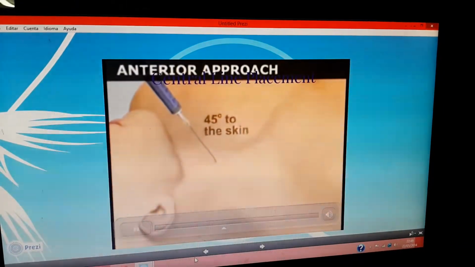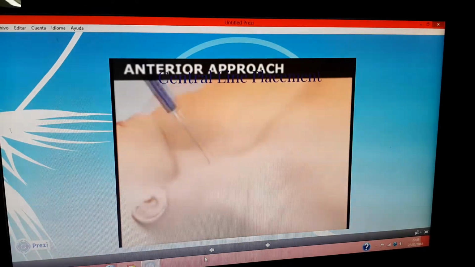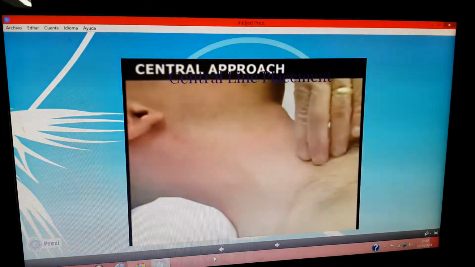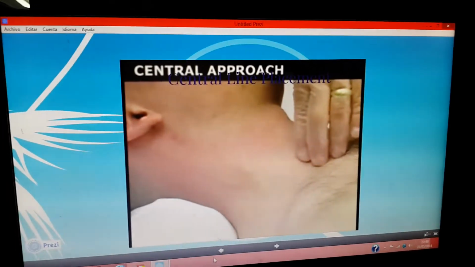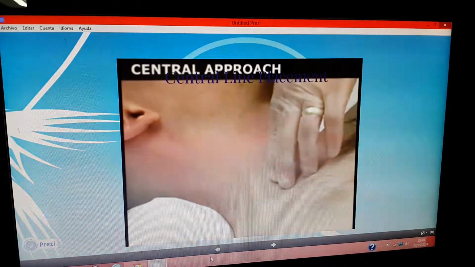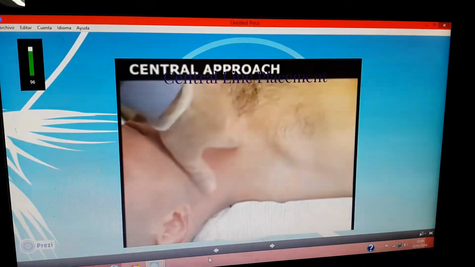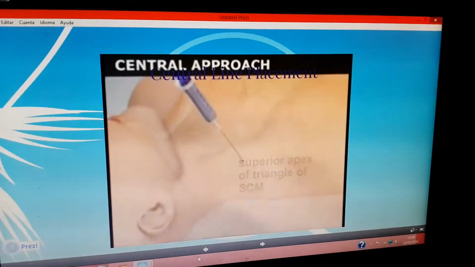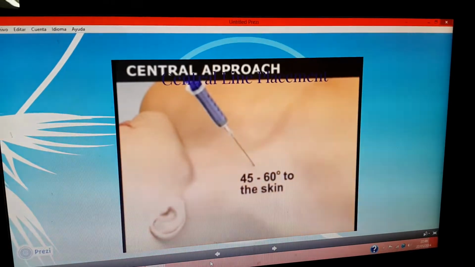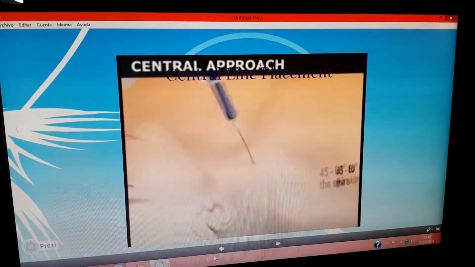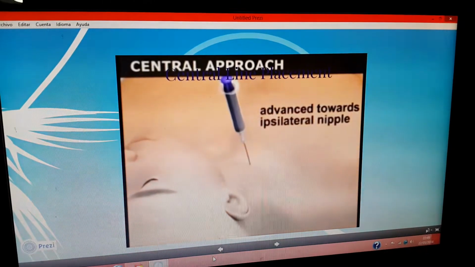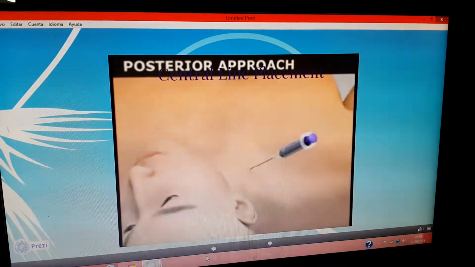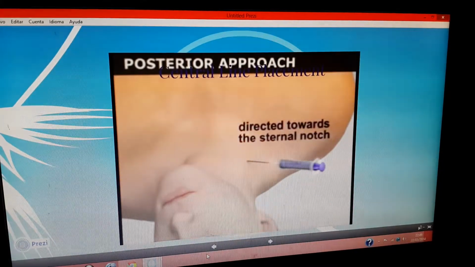The needle is held at a 45-degree angle to the skin and is advanced toward the ipsilateral nipple. For the central approach, establish the location of the sternal and clavicular bellies of the sternocleidomastoid. Needle entry occurs in the superior apex of the triangle formed by these muscles. The needle is held at a 45 to 60-degree angle to the skin and is advanced toward the ipsilateral nipple. The needle is held at a 30 to 45-degree angle to the skin and is directed toward the sternal notch.